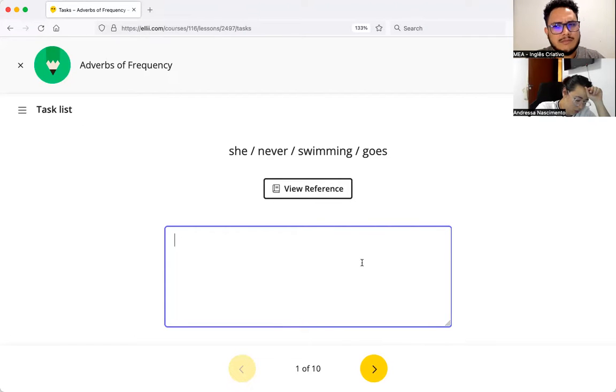Gus goes. She goes never swim. Remember, if it's a regular verb, the adverb comes before, not after. After, it's only verb to be.